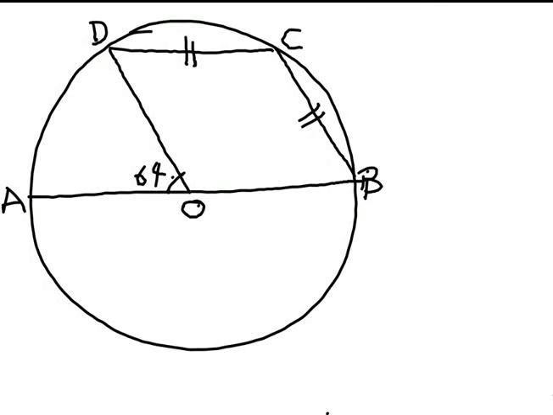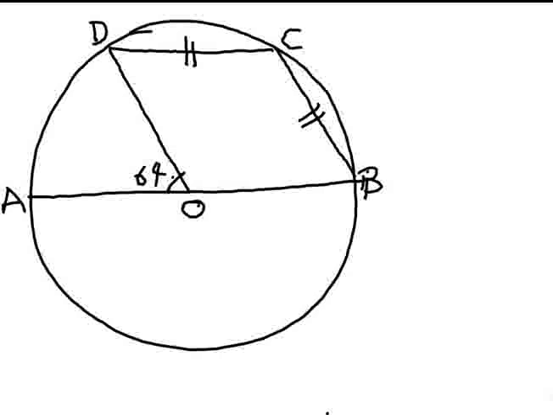Hello viewers, we are given this circle and then we are asked to find all the angles within these parts I am indicating. How do we get those four angles? Firstly, recall that sum of angles on a straight line is equal to what?